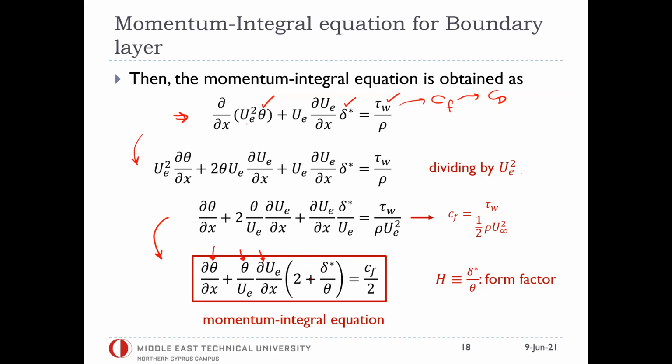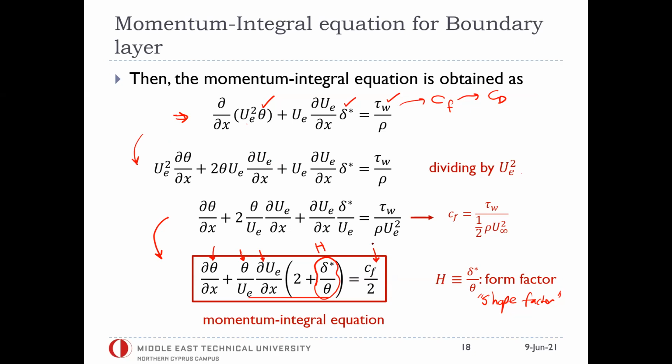And plus I have this term. Now I have a new term, which is the ratio of delta star to theta. In fluid mechanics or aerodynamics, we call this ratio the form factor, or sometimes the shape factor. You can see both nomenclatures. We use the capital letter H for this. So this is also an integral term. And on the right-hand side, we have the friction coefficient, which is also nice.